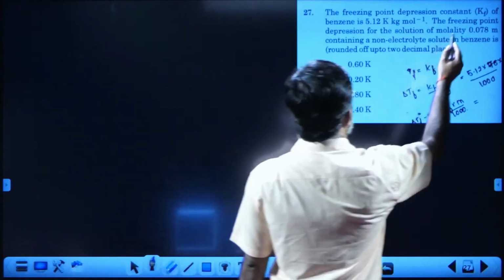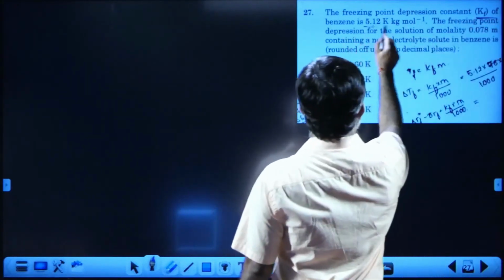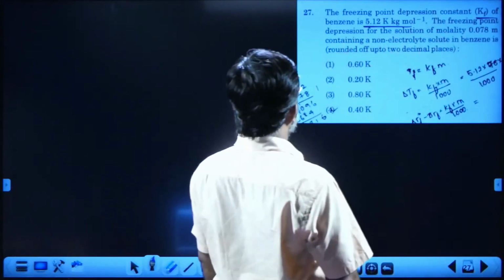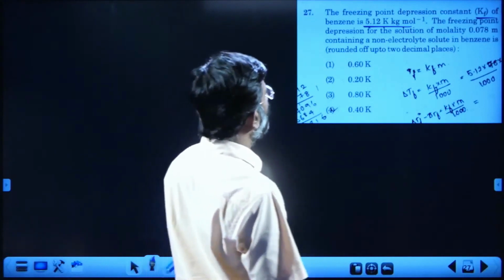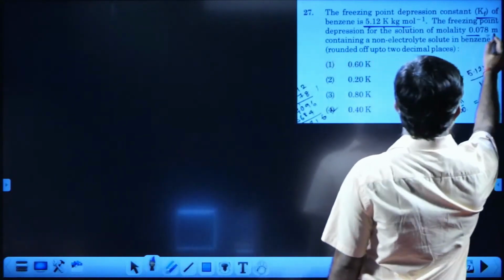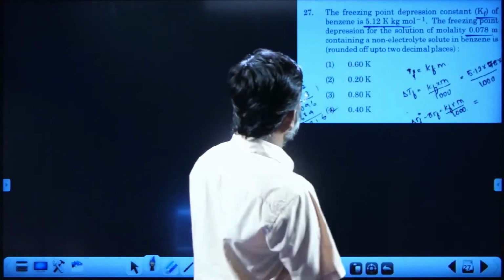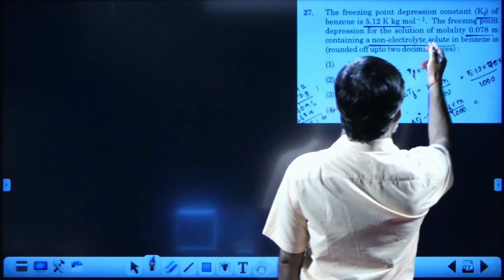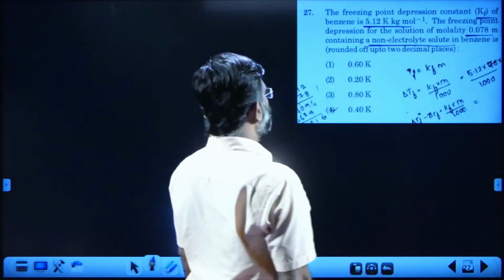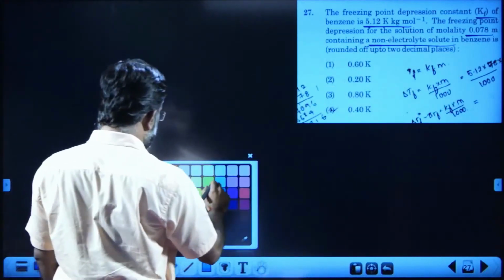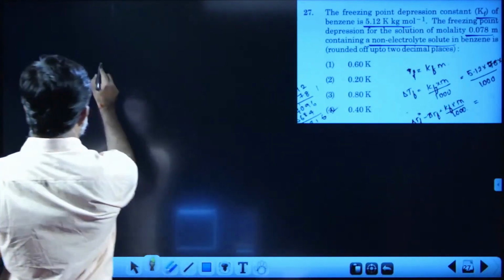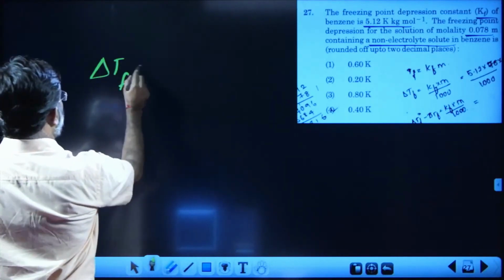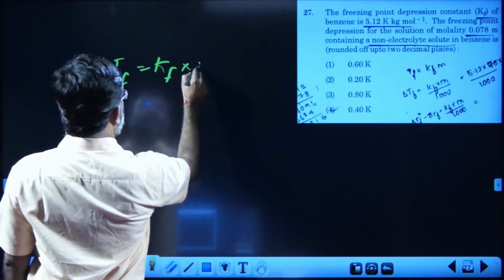27. The freezing point depression constant Kf of benzene is 5.12 Kelvin kilogram per mole. So the Kf value is given to you. The freezing point depression for a solution of molality, molality is given to you, and they are asking for a non-electrolytic solute. What is asked? The freezing point depression. We have to find out delta Tf, which is equal to Kf into m.